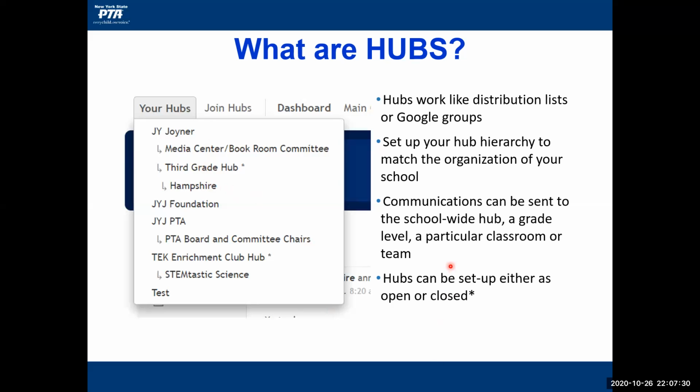Communications could be sent to the school-wide hub, grade level hubs, particular classrooms or teams. And then hubs can also be set up as either open or closed. So an example of a hub that you might want to have closed would be a classroom hub, where you want to specifically only let people that are in that classroom be part of that hub. And hubs could be closed by only letting hub administrators or site administrators put people into those hubs. Hubs that are open, anybody that's on your site could join them by either the Join Hubs tab or by a URL that you set up that I'll discuss in a future slide.